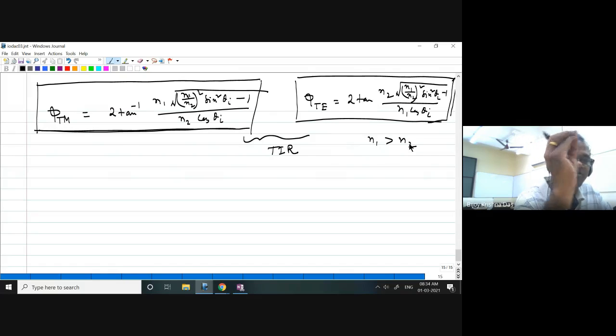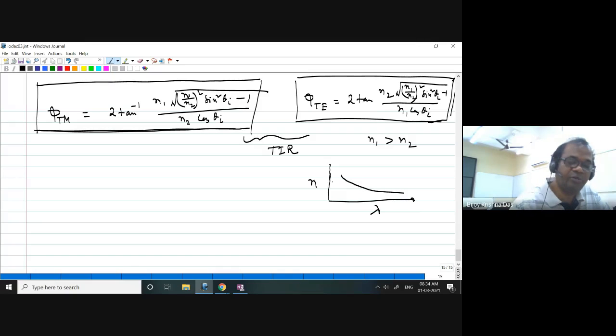Typically for the normal dispersion case, if you plot lambda and refractive index, the curve will be looking like this. Longer the wavelength, refractive index will be dropping. Okay, it's a normal dispersion. Sometimes there will be abnormal dispersion, that is actually during resonance or absorption. That thing I'm not talking about right now. So this is the normal case. As a function of lambda, the refractive index will drop.